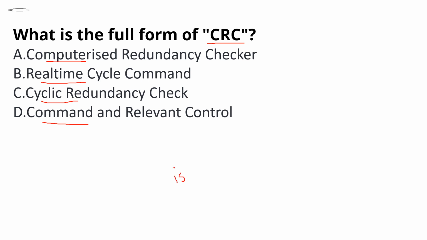Please remember this is an error detecting code, which is commonly used in digital networks and storage devices to detect accidental changes to raw data. Blocks of data entering this system get a short check value attached, based on the remainder of a polynomial division of their content. So here the correct answer will be option number C, that is cyclical redundancy check will be the correct answer for CRC.